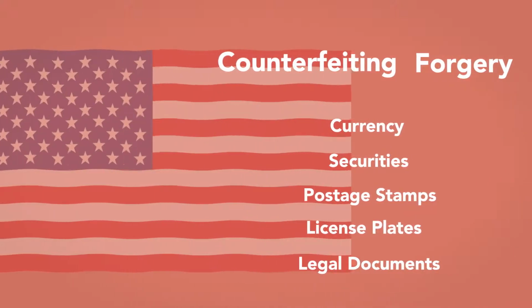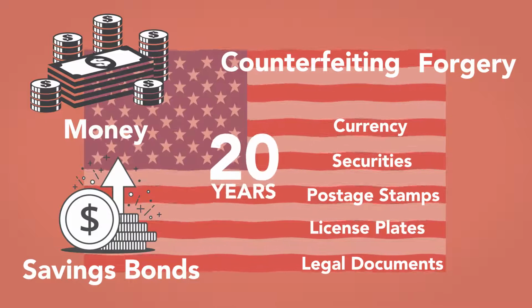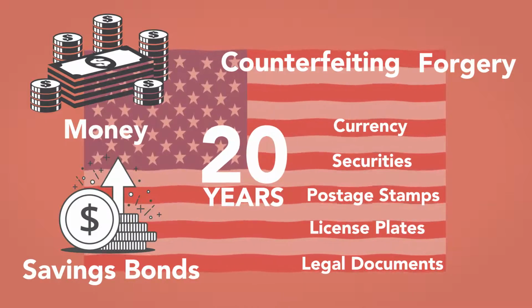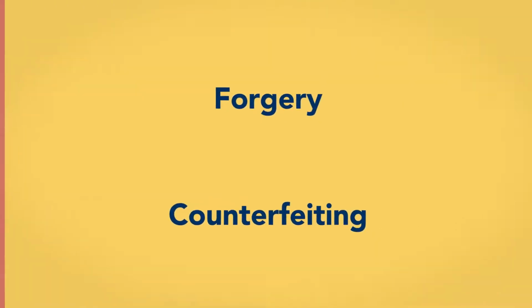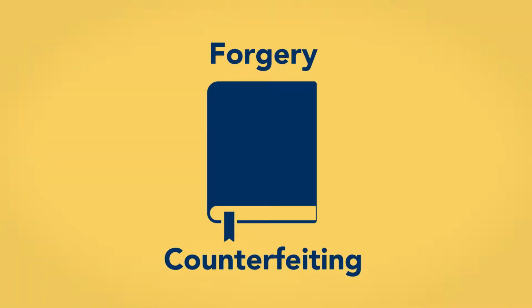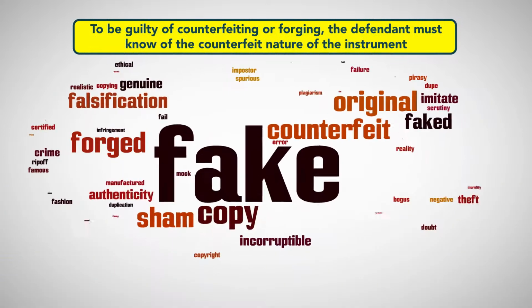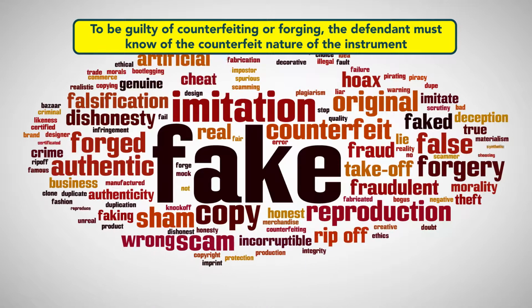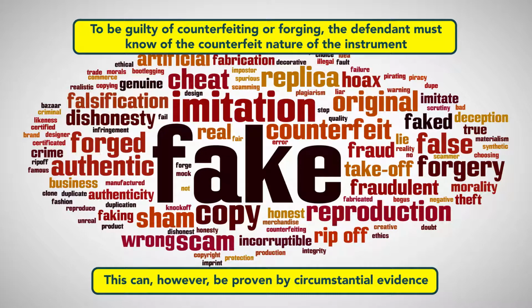Forging or counterfeiting an obligation of the United States, such as money and savings bond notes, is punishable by up to 20 years in prison. The same is true for obligations of foreign governments. Moreover, forgery and counterfeiting statutes define these terms much more broadly than the creation of the documents. The crimes also apply to dealing, possessing, and passing these fraudulent documents. To be guilty of counterfeiting or forging, the defendant must know of the counterfeit nature of the instrument. This can, however, be proven by circumstantial evidence.